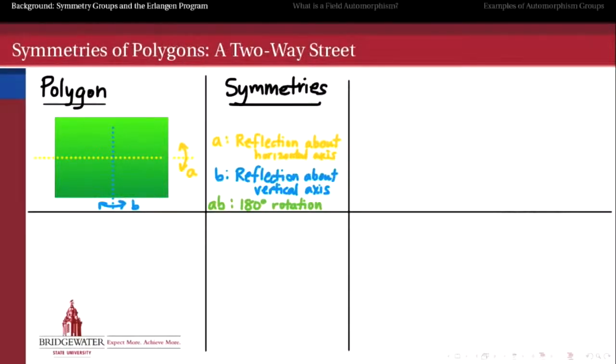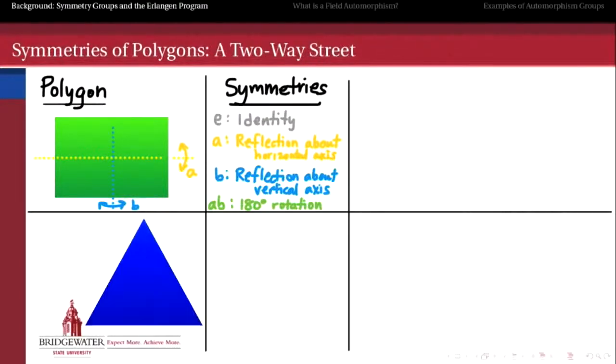So those three symmetries of this polygon, combined with the most boring symmetry in the world, the identity, in which we do nothing, form a complete description of all of the symmetries of this rectangle.